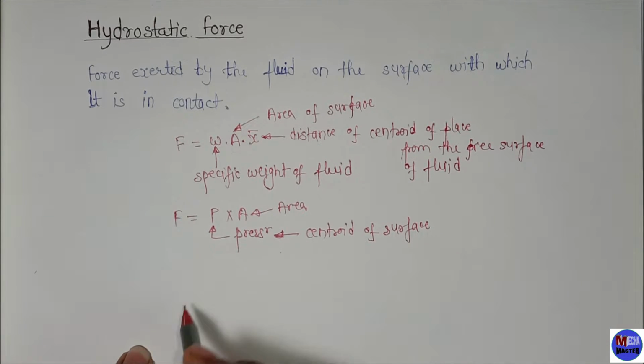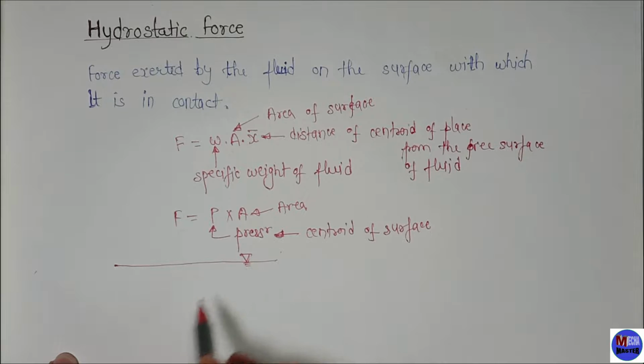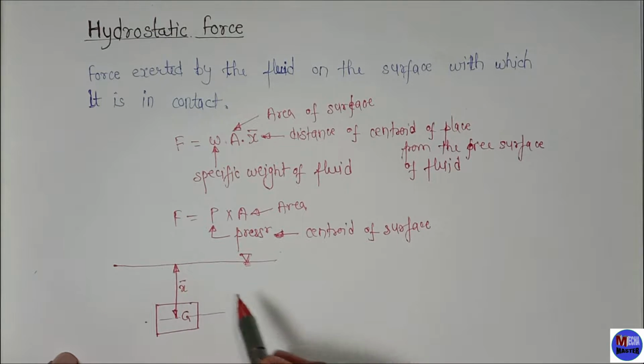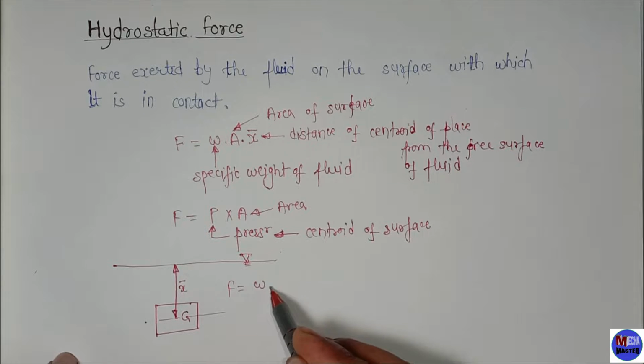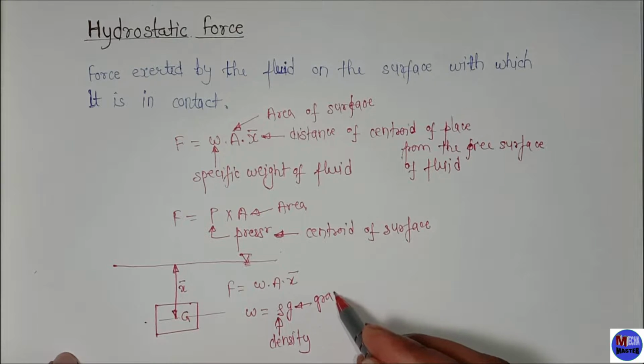Just take an example. If this is the free surface of water and we have a surface and the centroid is G. The distance from the free surface of fluid to centroid is x bar. Then force will be omega into A into x bar. Omega is equals to rho into G, where rho is density and G is equals to gravitational acceleration.